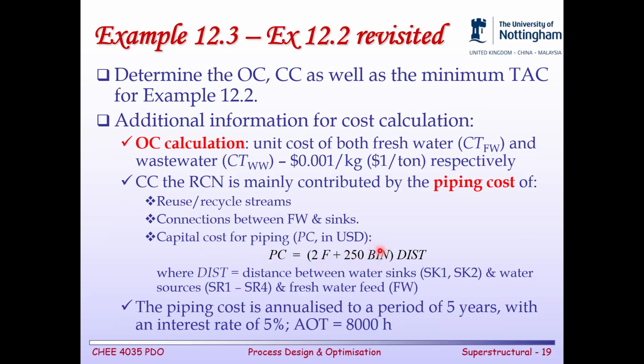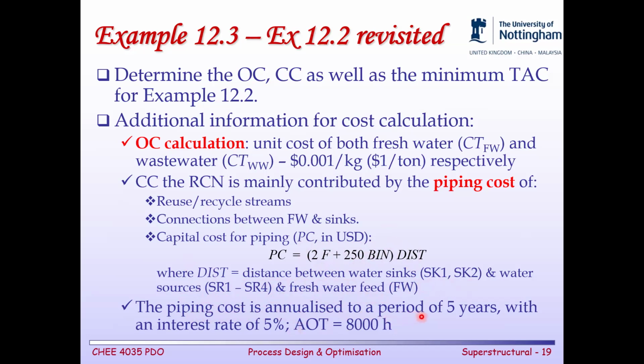Here you'll see the presence of a binary variable. And also F is the flow rate of the streams. So if the flow rate is non-zero, there's an additional 250 in the cost. And you have to multiply that with the distance between the water sinks and water sources.